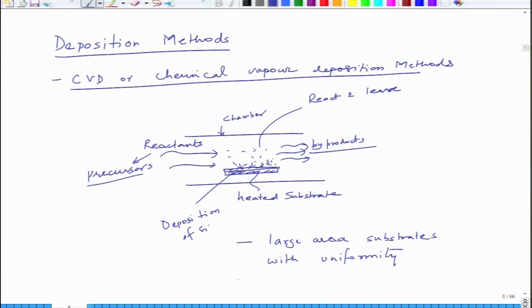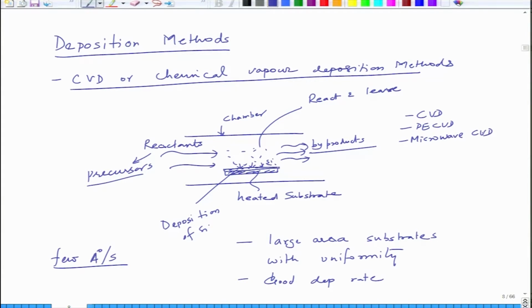And they have reasonably good deposition rate. So, they are not very slow processes. The deposition rates of the order of a few angstroms per second can be deposited. Depending upon the type of CVD process, CVD can be plain CVD, it could be plasma assisted CVD, it could be microwave CVD. So, there are various things that you can do with CVD process.